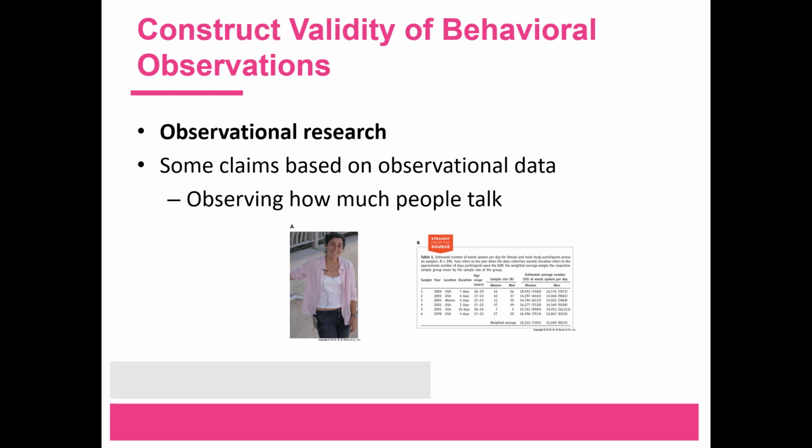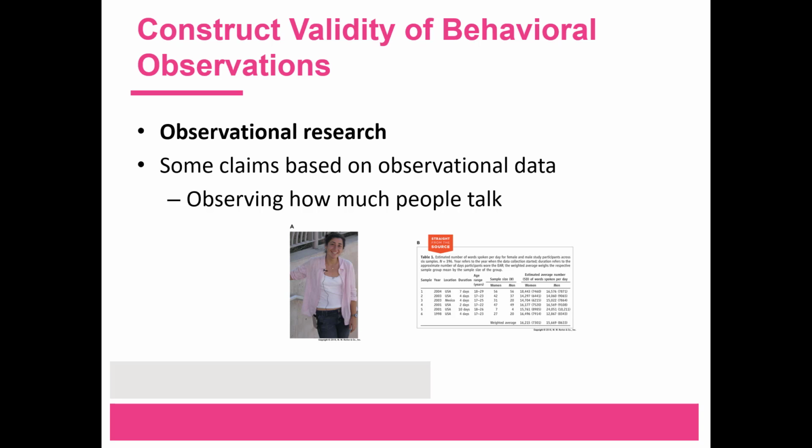Another type of data that can be used to support a frequency claim is data from observational research, in which a researcher watches people or animals and systematically records their actions. Many researchers think that observing behavior is better than relying on self-report, given the issues we've discussed with the accuracy of self-reporting. As has already been mentioned, observational research can be the basis of frequency claims.